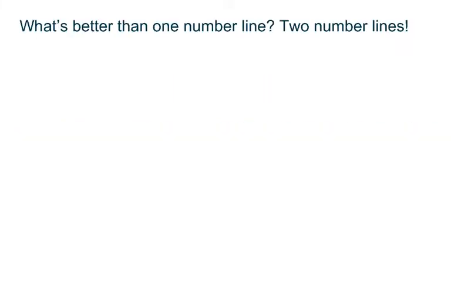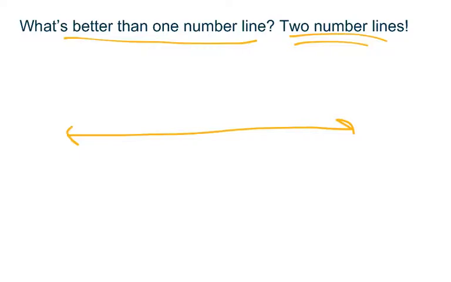Now, the coordinate plane is a variation of a number line, and so I like to think of this question right here. What's better than one number line? Two number lines. Now let's think about it. A number line looks like that, right? And a number line helps us compare numbers, and so we usually start off with 0 in the middle, and we just start counting left and right with all the negatives over here, the positives there.